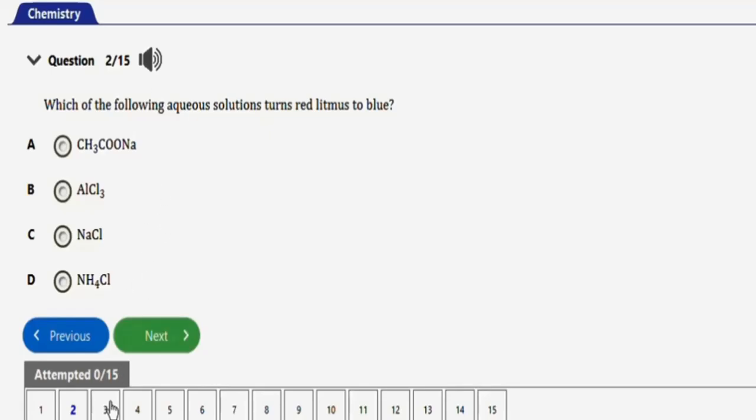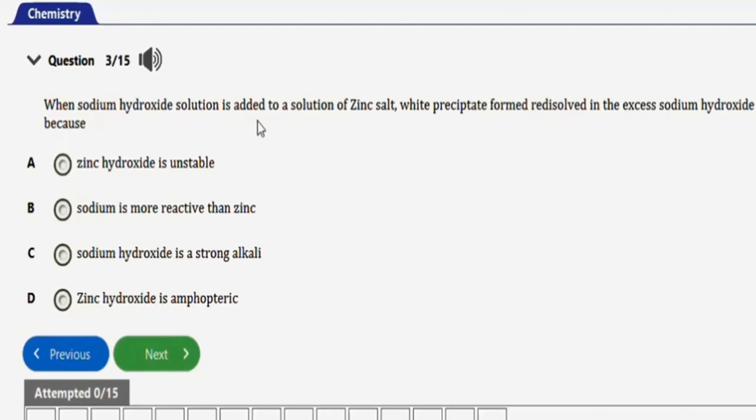Next question will be this one. It says, when sodium hydroxide solution is added to a solution of zinc salt, the white precipitate formed will dissolve in excess sodium hydroxide because: option A, zinc hydroxide is unstable, no. Sodium is more reactive than zinc, no. Sodium hydroxide is a strong alkali, no. Zinc hydroxide is amphoteric, yes. Amphoteric oxides are oxides that can react as both acid and base to form salts and water only. So the right option is that the hydroxide is amphoteric.